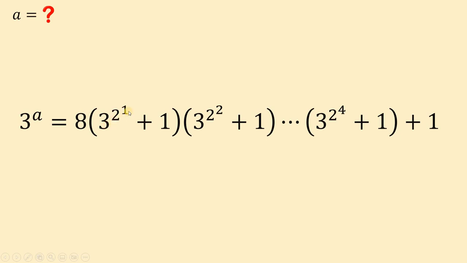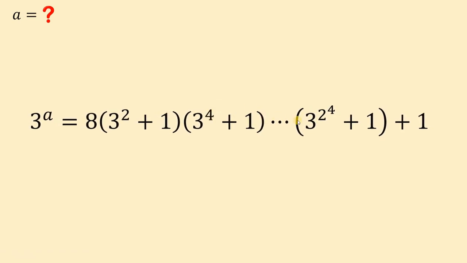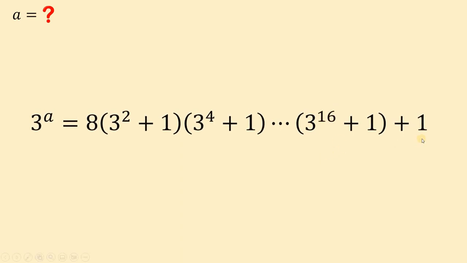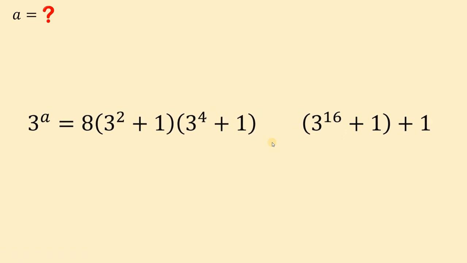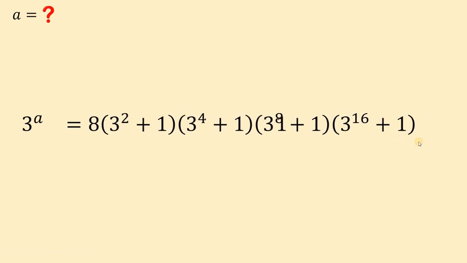Now, 3 raised to 2 raised to 1 is simply equal to 3 raised to the power of 2, because 2 raised to 1 is just 2. 3 raised to 2 raised to 2 is simply 3 raised to 4. All the way up to 3 raised to 2 raised to 4, or simply 3 raised to the power of 16. And now, let's complete this term. The only missing term is just 3 raised to 8 plus 1. Next, let's subtract 1 on both sides.